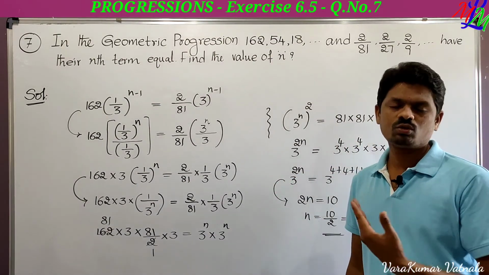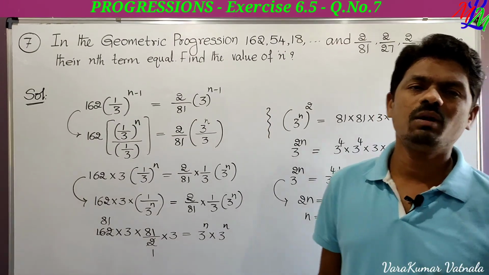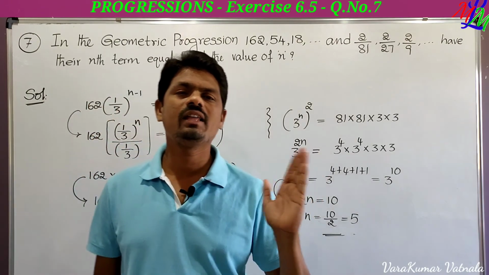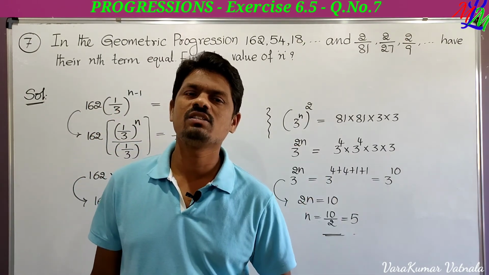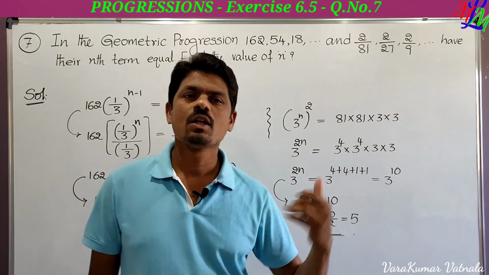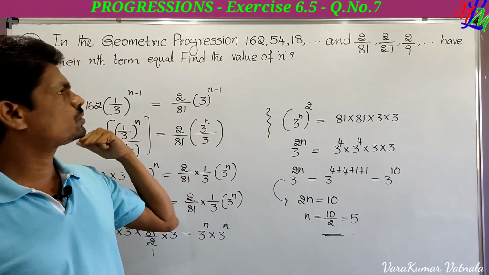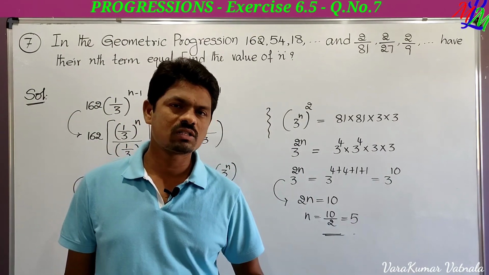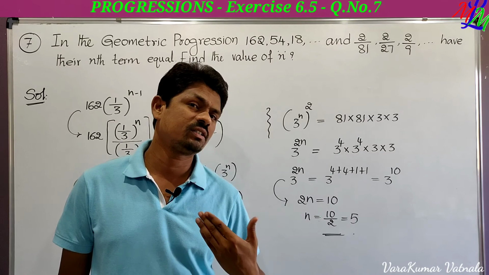So see student, it is somewhat lengthy problem, but very easy to understand. Just we have to equalize the nth terms. So simplification is lengthy. Just you have to practice 2-3 times, you can get perfect. So this is the 7th problem student in the 6.5 exercise. We have completed all 7 problems in the 6.5 exercise.